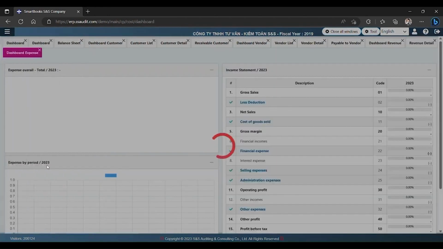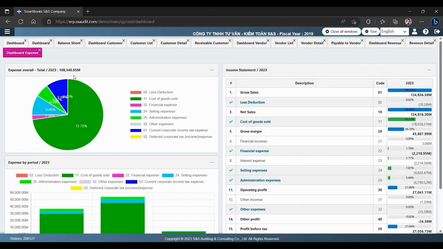Expense dashboard. Expense overall chart. Compare the cost components in this year. It could be click on the label of components to hide or show the components in chart.